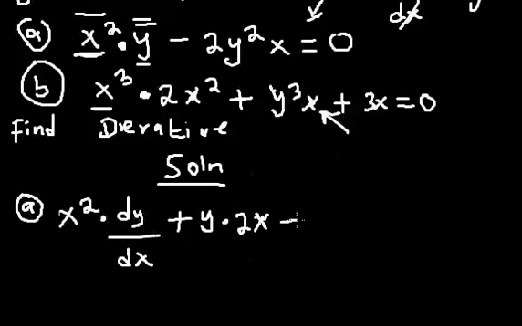Then of course I now go to this side. This is also a product, 2y squared dot x. So let's say I'm keeping 2y squared constant, then if I differentiate x, I will have 1. Then of course plus, this time around I'm keeping x constant.